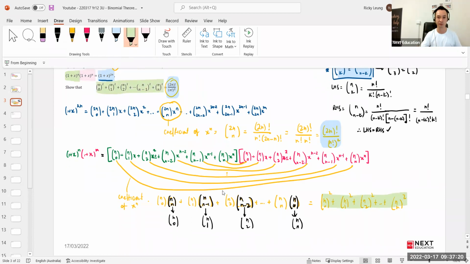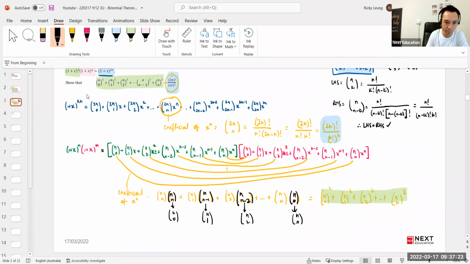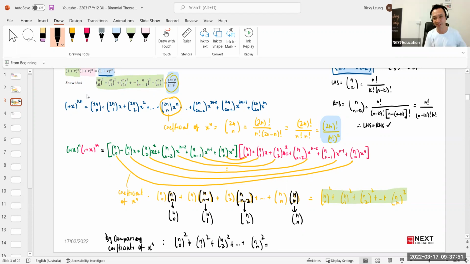And all I have to do to finish this proof off is to go by comparing coefficients of xn. n0 squared, n1 squared, n2 squared, n squared equals the right hand side, which wasn't a combinatoric term. They made it into factorial form, n factorial, just to be sneaky. Boom.